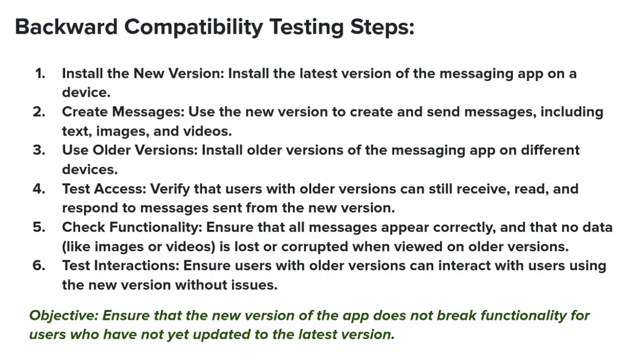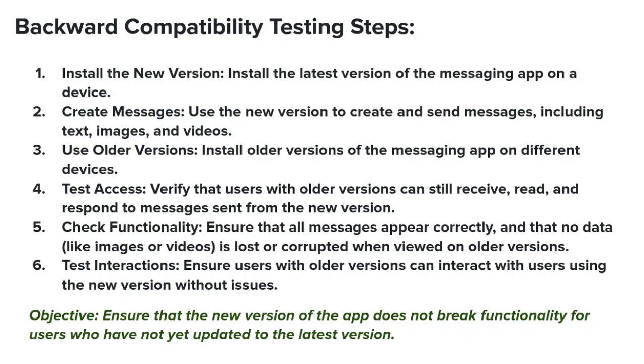And then we can send those messages to older versions of the application. We can check by sending those messages to an older version of the application. For that we have to install the older version of the messaging application on different devices. We can also verify that users with the older version can still receive those messages, they can still read those messages and respond to the messages sent from the new version. So that is basically backward compatibility.